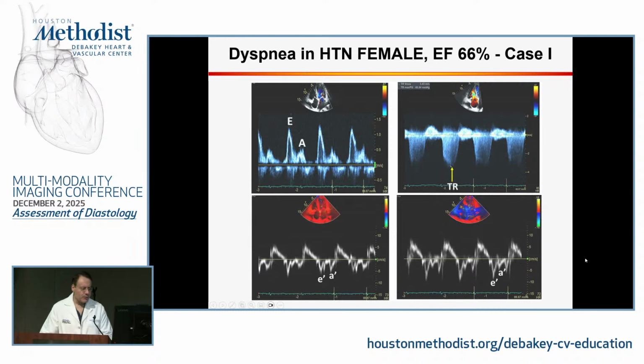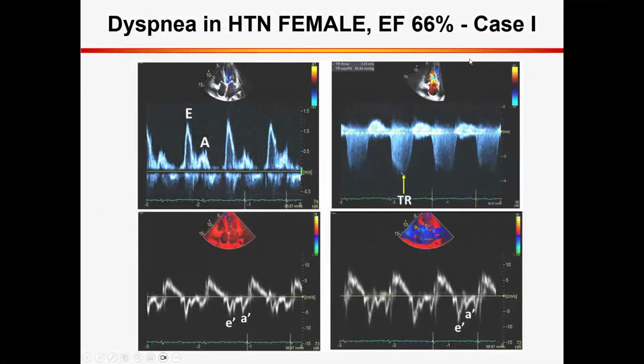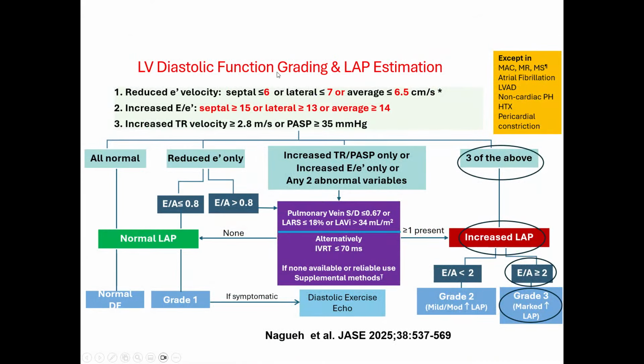Looking at some examples, this is somebody who's hypertensive, EF 66, older age group, in the 60s. And we look at the mitral inflow, pretty high E to A ratio, reduced annular velocities, and a TR of 3.4. So we go here and we say all three signals are present. LAP is elevated. Since the ratio is more than 2, then this patient has grade 3 diastolic dysfunction.